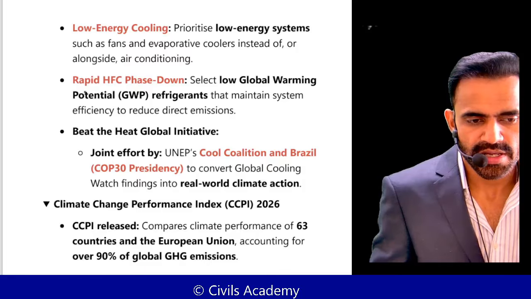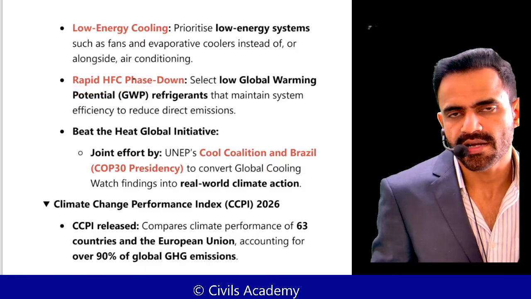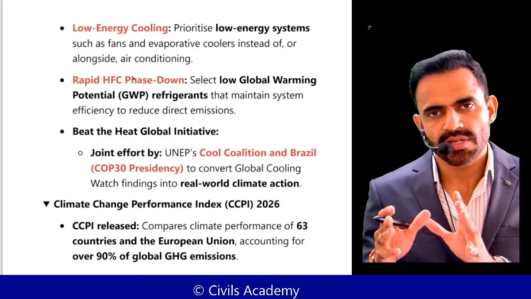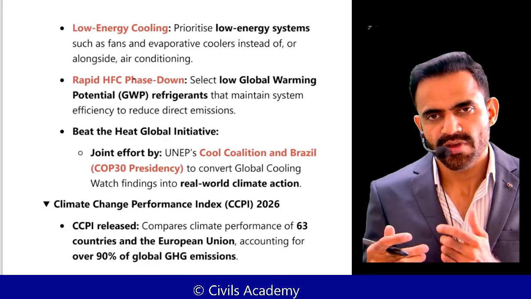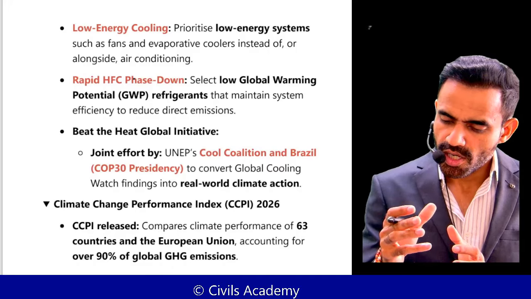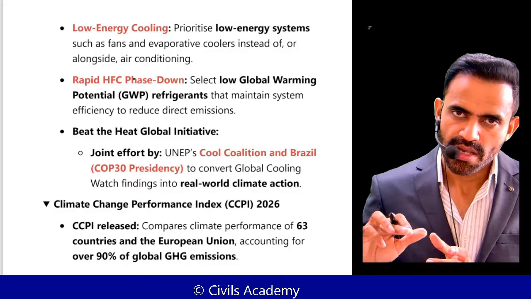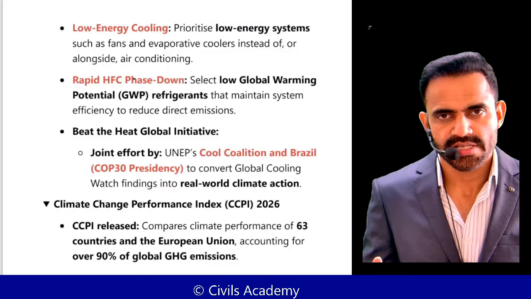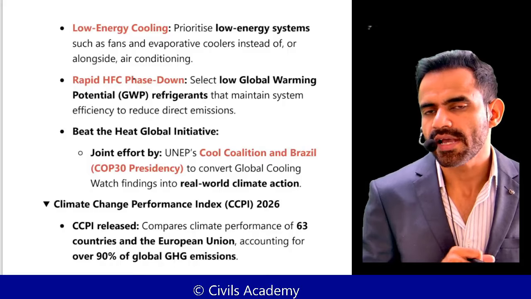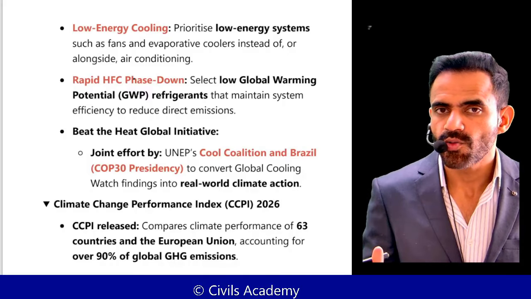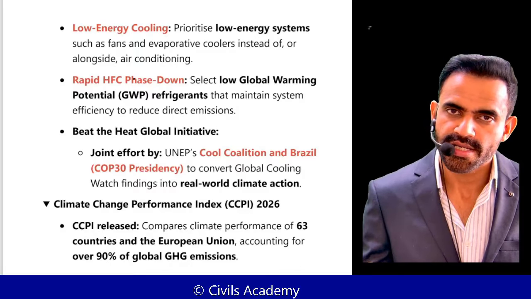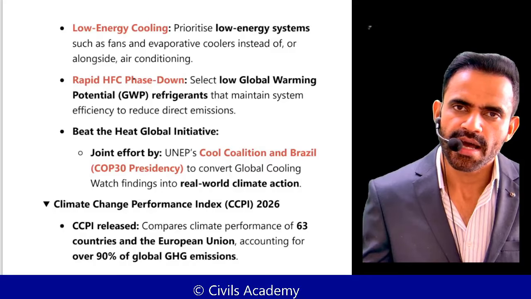And we also have to focus on the rapid HFC phase down. Understand, CFCs were there. CFCs had an adverse impact on the ozone layer. So that's why the Vienna Convention and the Montreal Protocol were there to reduce CFC. So from CFC we shifted to HFC. What is the problem with HFC? HFCs are not depleting the ozone layer, but they are GHGs. What is GHG? Greenhouse gas. So now we want to phase down the HFCs as well. For that there was the Kigali Agreement.